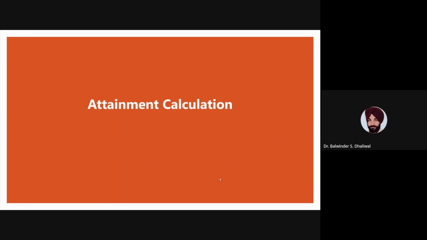So now let's directly move to the attainment calculations with this brief introduction of the assessment tools, because these are the tools which we are using every day for awarding marks, awarding grades to the students. Now I will show how those scores which we give to the students during the various kinds of assessments can be used for calculating CO attainment as well as PO attainment.